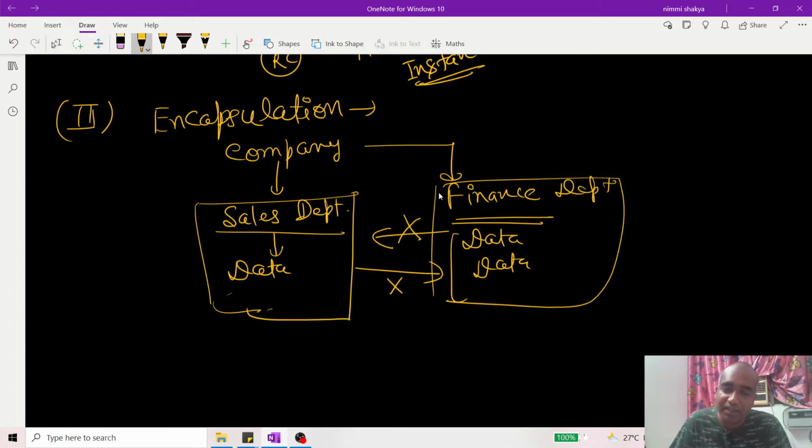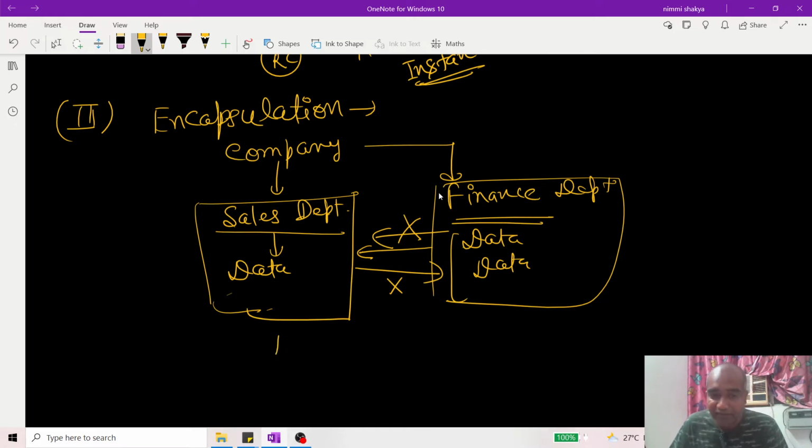If the sales department wants to see the data related to the finance department, or vice versa, then they need to ask for permission. They need to meet someone from the other department. Suppose the finance department needs some data from the sales department, then there must be some representative from the sales department to whom the finance department representative needs to connect. So you can understand that, by default or naturally, the data of the finance department is hidden from the sales department, and the data with the sales department is hidden from the finance department.